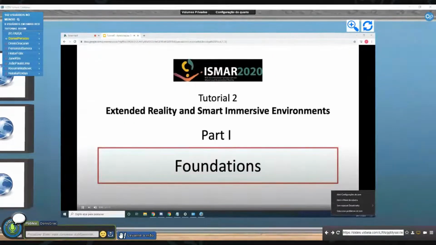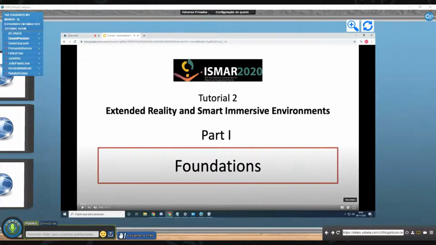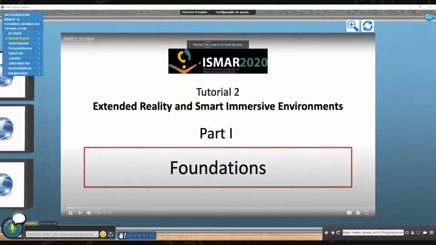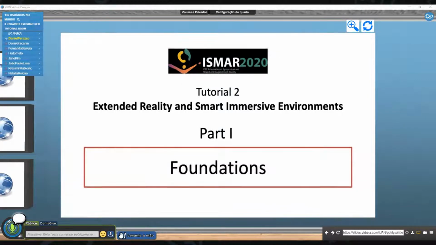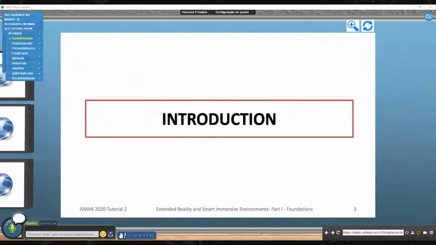In part 1 of the tutorial, we are going to cover some basic concepts and ideas, and that includes the following. First, we are going to provide an introduction and motivation why smart immersive environments and extended reality are related and why we need to work on that. Then we will talk about basic idea behind extended reality, and then we are going to provide basic description of a smart built environment.